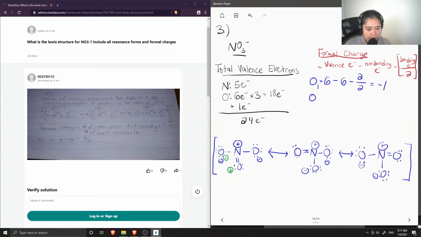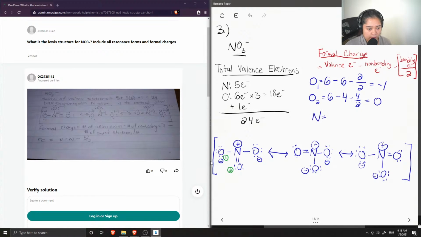Now let's do the same thing for oxygen 2. It also contains 6 valence electrons. The number of non-bonding electrons is only 4. And the number of electrons participating in the bond is 1, 2, 3, 4. So 4 divided by 2, which is 2. So this oxygen has a formal charge of 0.